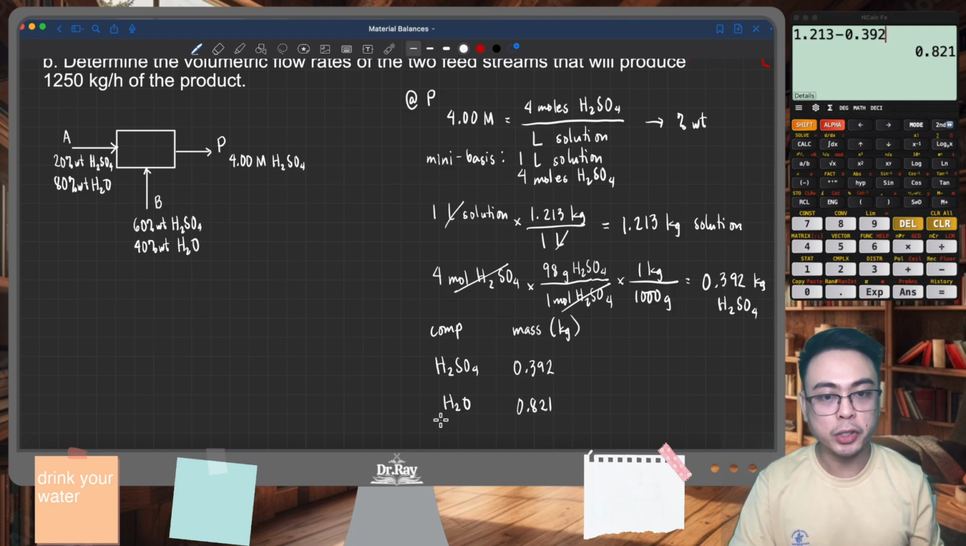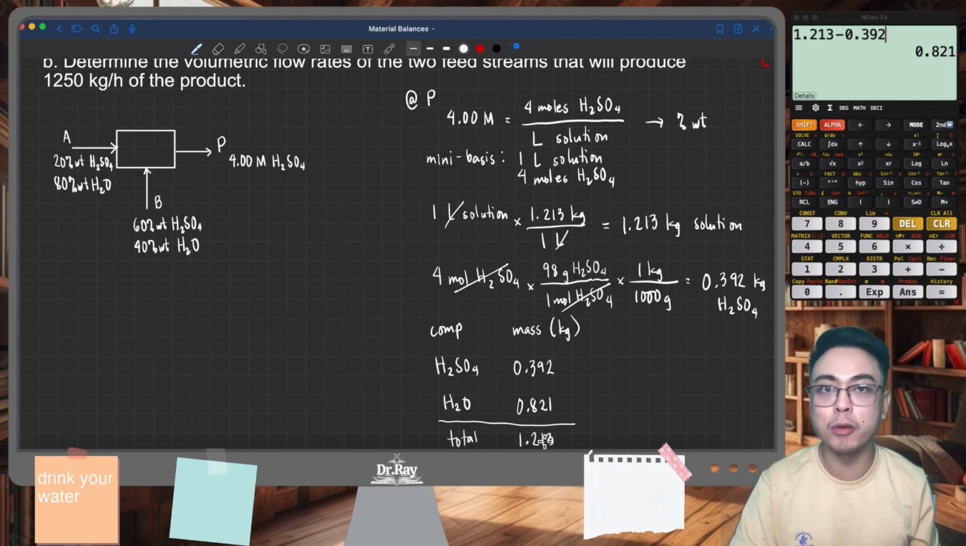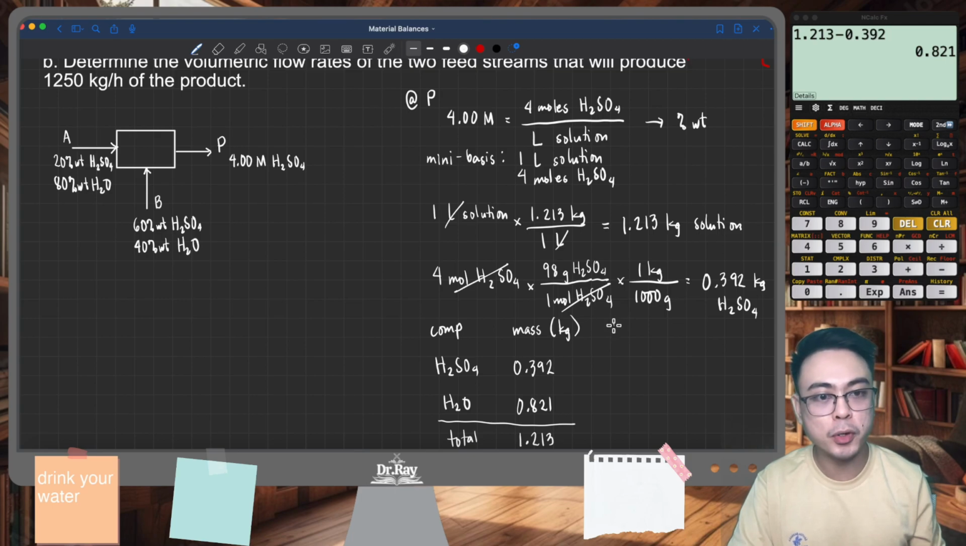But the most important thing here is that if we get the sum, or if we get the total mass of the solution, you should still be getting 1.213 kilograms because that was according to our mini basis of 1 liter of solution. 1 liter of the 4 molar solution weighs 1.213 kilograms, so your total mass should still be 1.213 kilograms. Okay, and it is from these calculations that we can finally get our percent by weight or percent by mass.